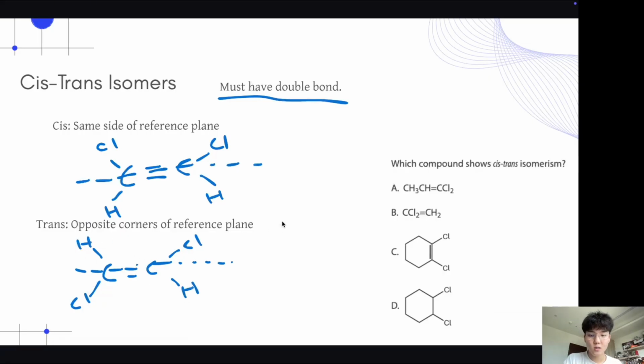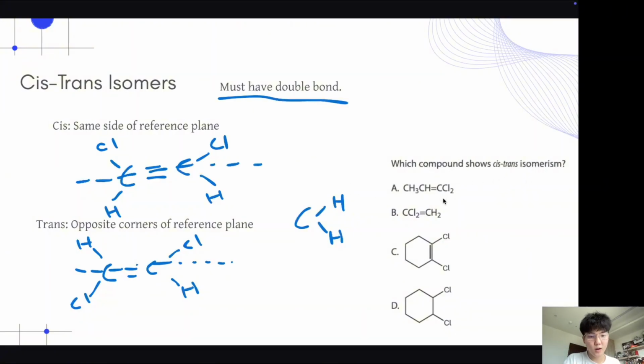And for something not to be cis-trans isomers, they can't have the same groups on the same carbon. For example, they can't have the C having H's on like this. This is no-go. Okay, so let's do this past paper question. Which compound shows cis-trans isomerism?